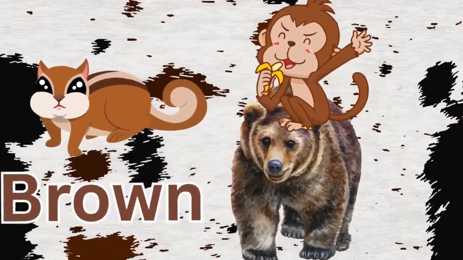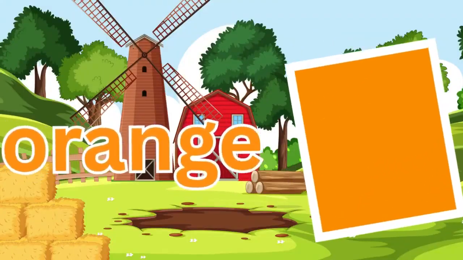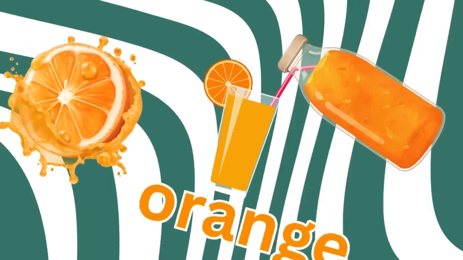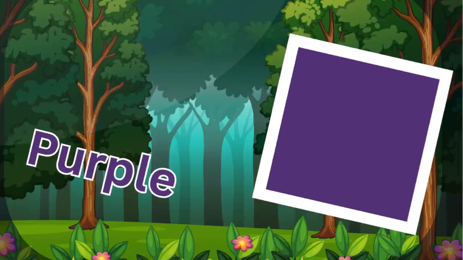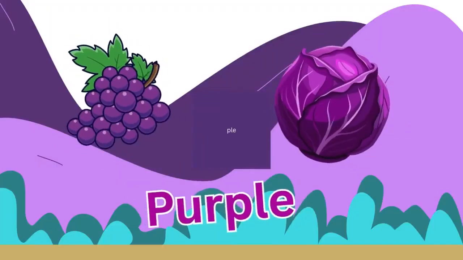It's brown. This is orange, orange, orange, orange. We say this is orange. What is the color? It is orange. It's orange. This is purple, purple, purple, purple. We say this is purple. What is the color? It is purple.